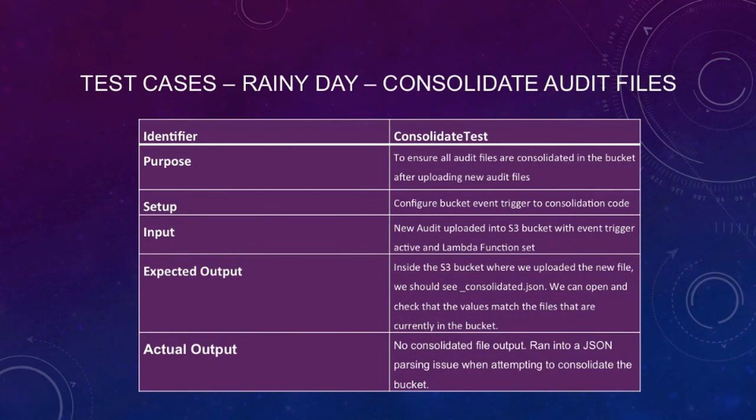Next is an example of a rainy day test of the same function. After configuring the event trigger and uploading the file, we expect to have a new consolidated file in the bucket. We open and check the bucket, but do not see a consolidated.json file. After checking the logs, we find that the function ran into a JSON parsing error when attempting to consolidate the audit files in the bucket.